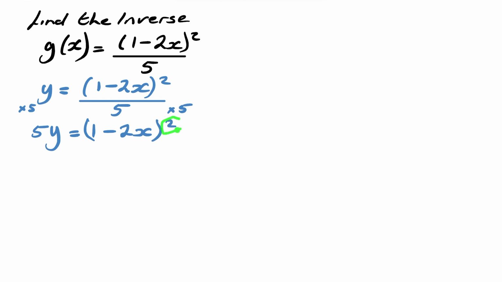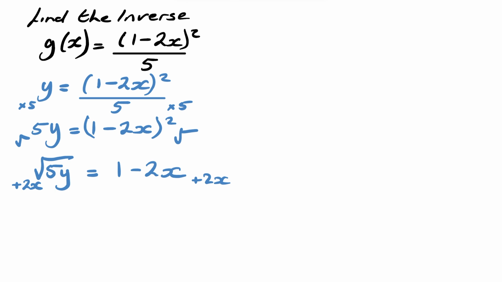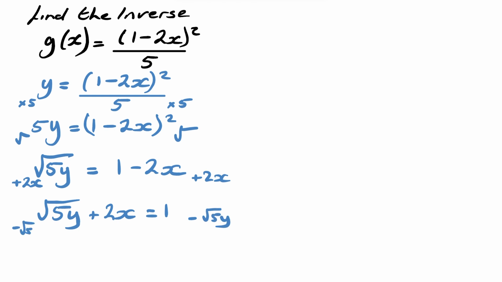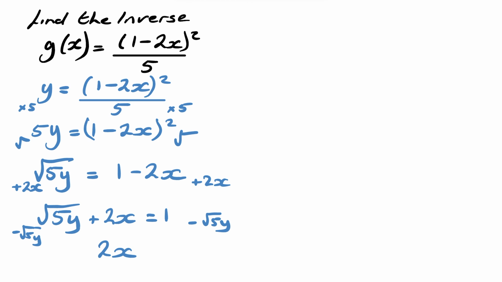And now we want to get rid of this squared term, so let's square root both sides. And we're left with root 5y equals 1 minus 2x. Now we want x as a subject, and here it's a negative 2x, so let's make it positive by moving it over here. So if we add 2x to both sides, that gives us root 5y plus 2x equals 1. And then lastly, we're going to move the root 5y by subtracting it. So that's minus root 5y minus root 5y, and that gives us 2x equal to 1 minus root 5y.